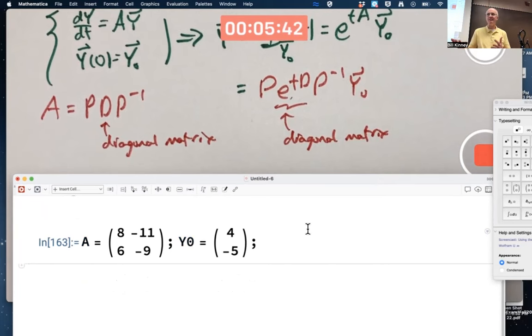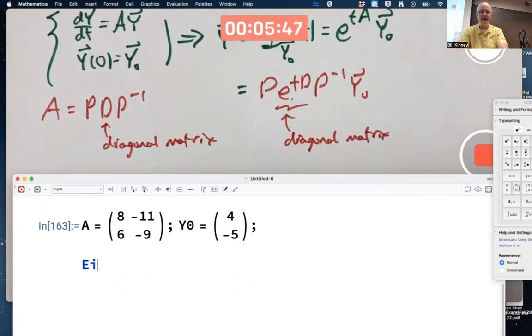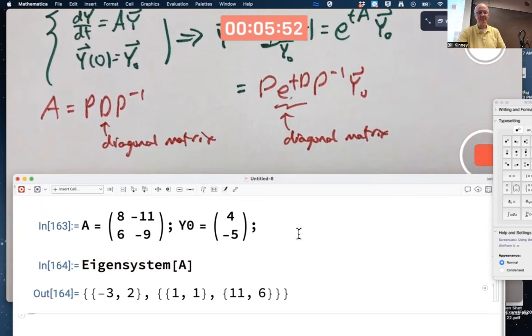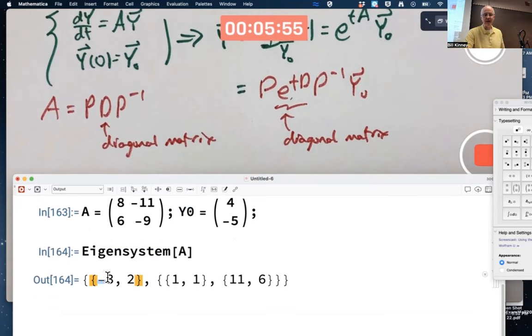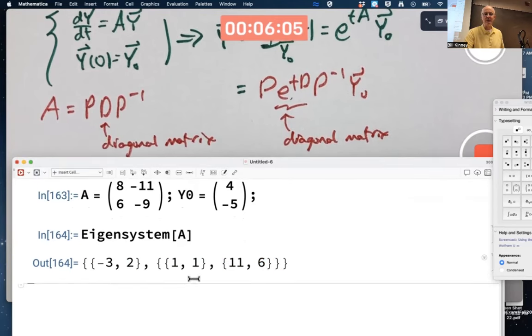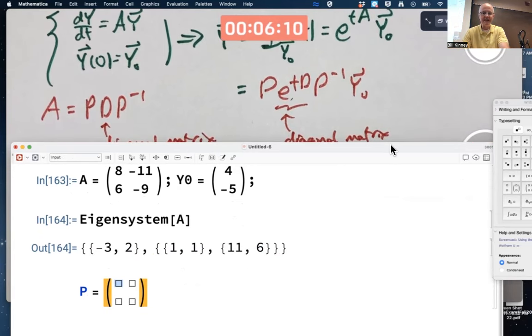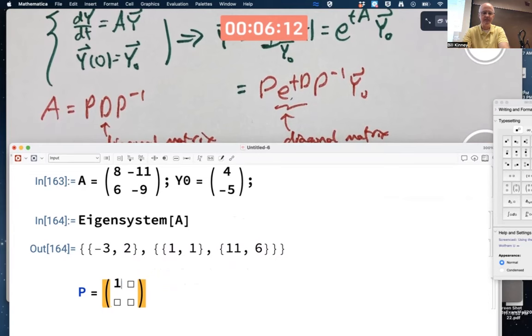If you were doing it from scratch by hand, you have to figure out what the matrix P is. So you have to find the eigenvalues and the eigenvectors of A. That can be done all at once in Mathematica with Eigensystem. This is telling us the eigenvalues are -3 and 2, and corresponding eigenvectors are {1, 1} for -3 and {11, 6} for 2. You put those eigenvectors in a matrix that we've been calling P. P does end up being a change of coordinates matrix or a change of basis, though we don't have to talk about that really in depth today.